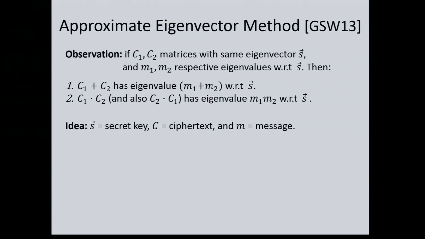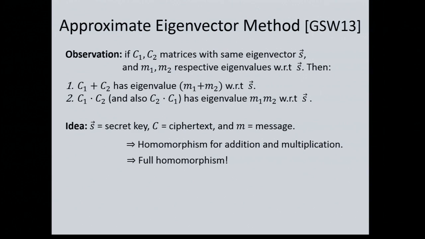So if we had an encryption scheme with this high-level structure, then we would be able to do these homomorphic operations. So just to pick some field to work with, let's say that we work modulo q for some integer q. So we'll get homomorphic for addition and multiplication, and this will give us full homomorphism.